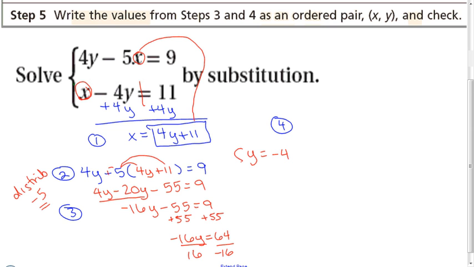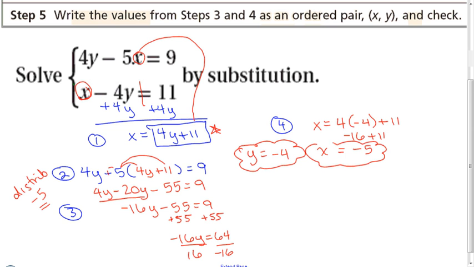So once I figure out what y is equal to, now I'm going to plug this back into any one of these equations. As long as it's got an x and a y, I can plug it into it. I like to use the one that says x equals because I'm trying to find x. So I'm going to replace the y with negative 4. And I'm going to go through and do the multiplications and the additions and get that x has to be negative 5. Now, remember the last step is very critical. I'm writing it as a point, (x, y). This is where those two lines would intersect, and I'm checking it.